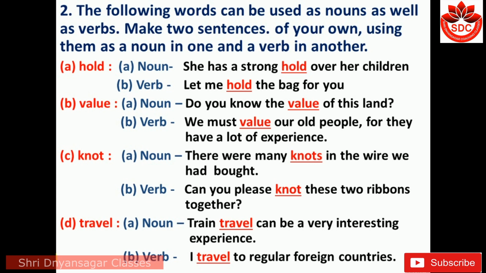D. Travel. Noun. Train travel can be a very interesting experience. Travel is used as a noun in this sentence. And now verb. I travel to foreign countries regularly. Here, travel is used as a verb.